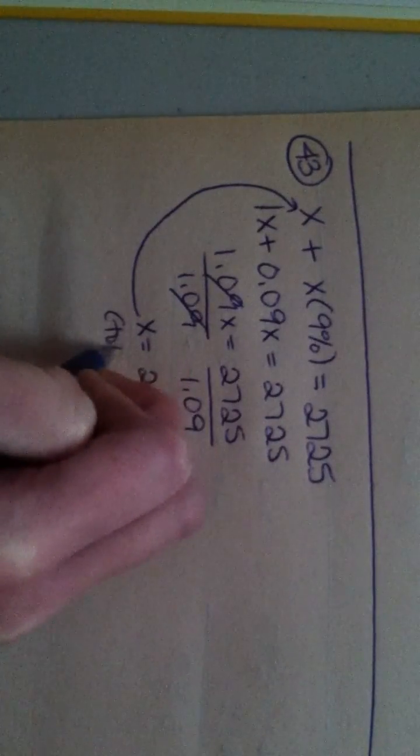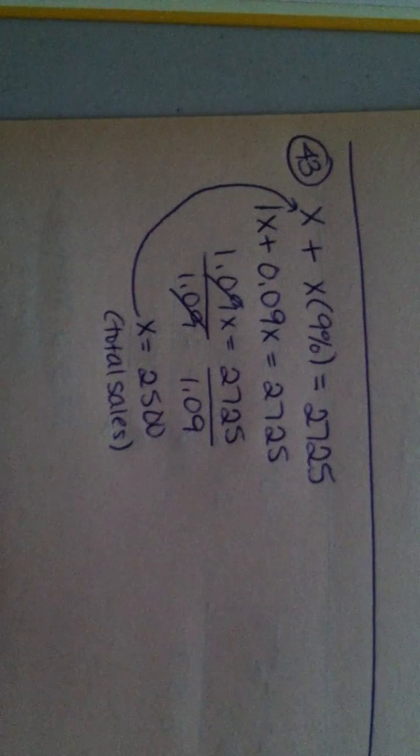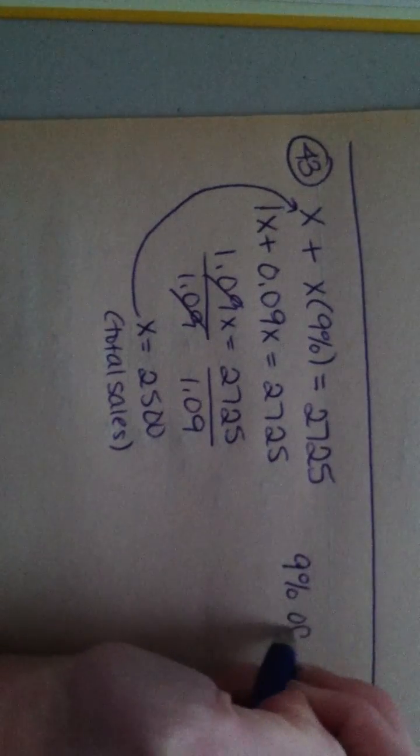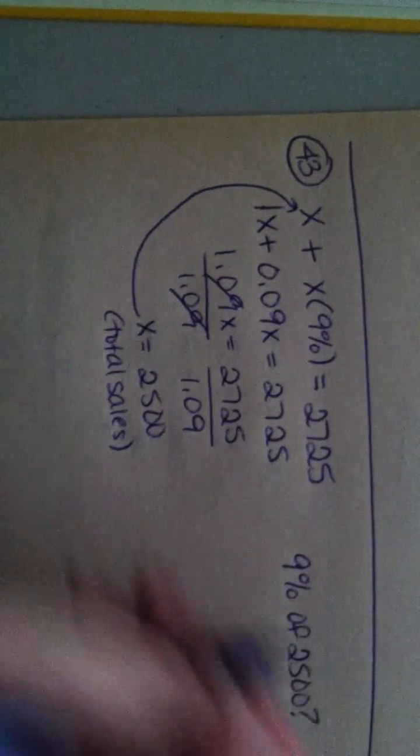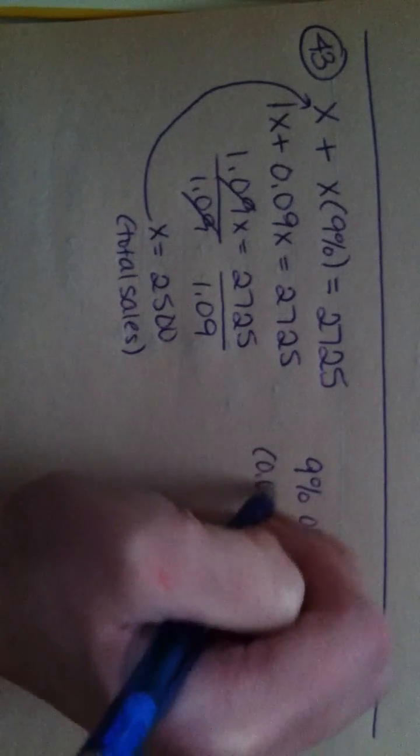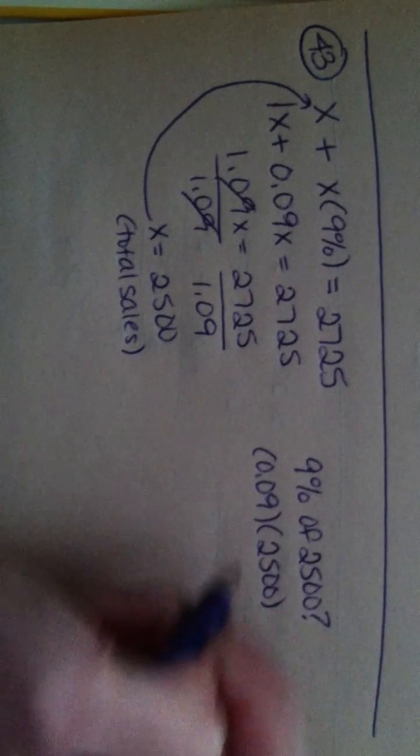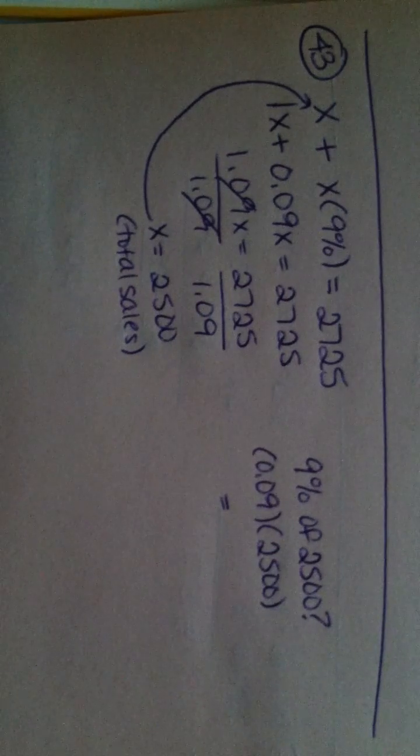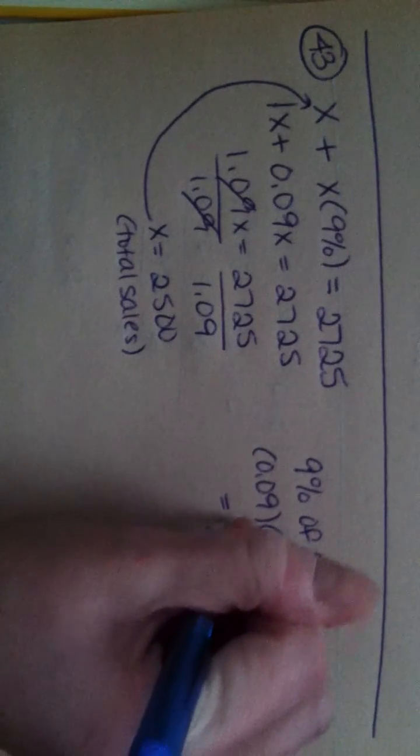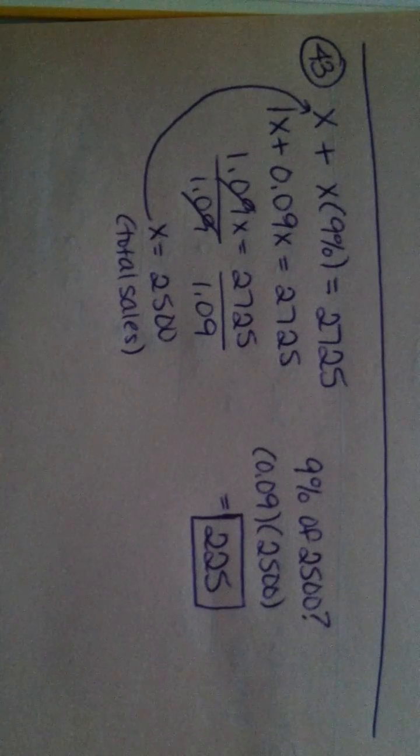Now remember, x is up here. This is total sales. And you always determine sales tax from your total sales. Well, sales tax is 9%. So I'm looking for 9% of 2,500. So now let's do this math. 0.09 times 2,500. Remember, of means multiply. Multiply these two values together, and I get 225. This is how much of the sales is actually sales tax.